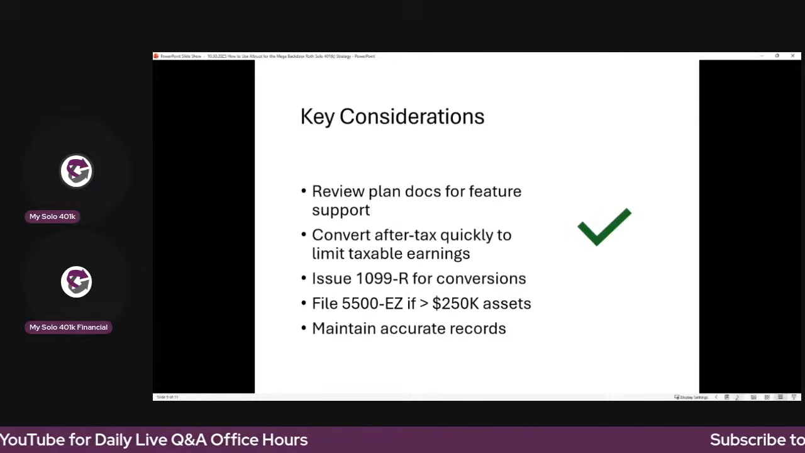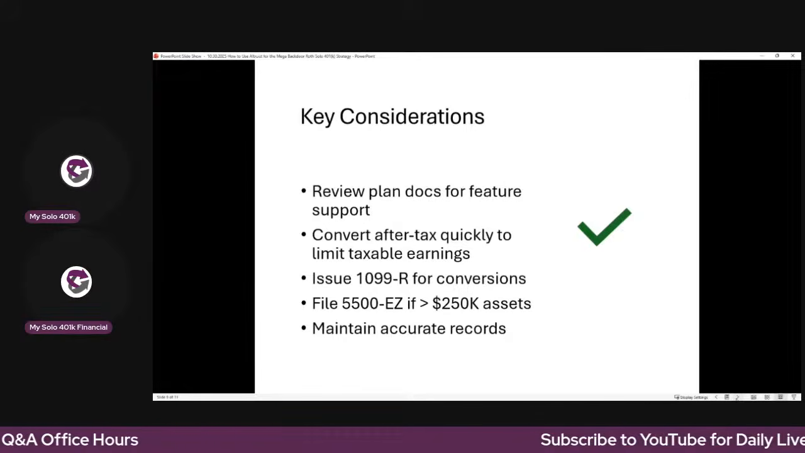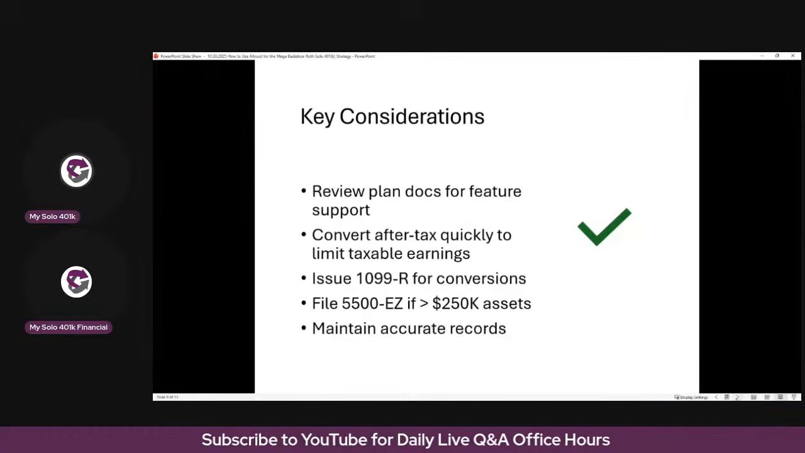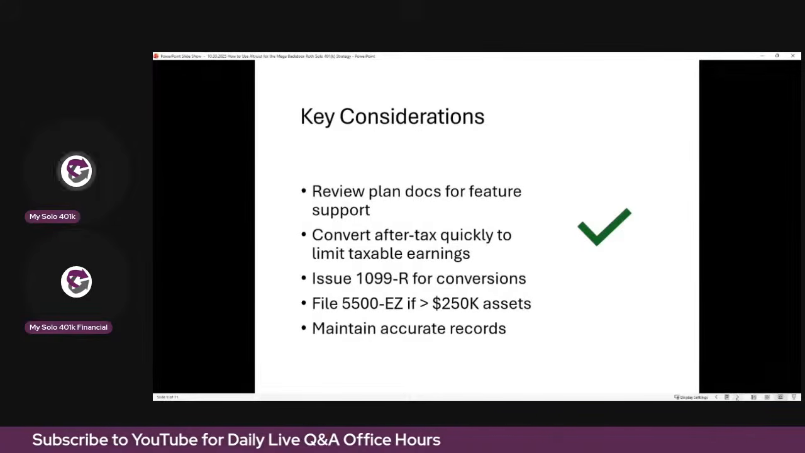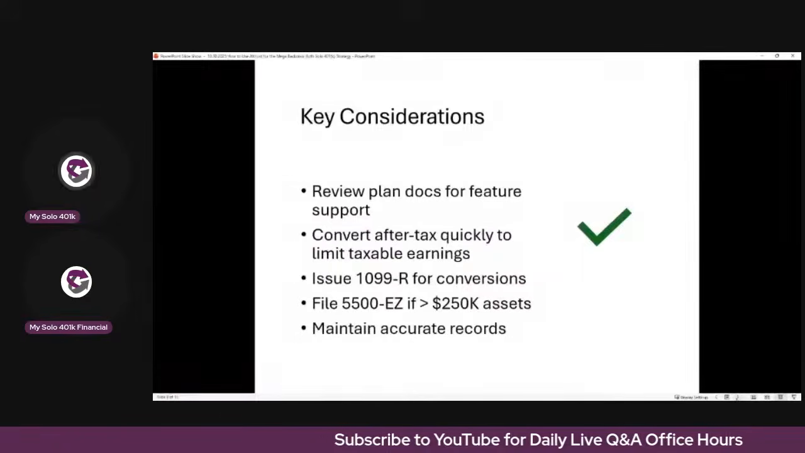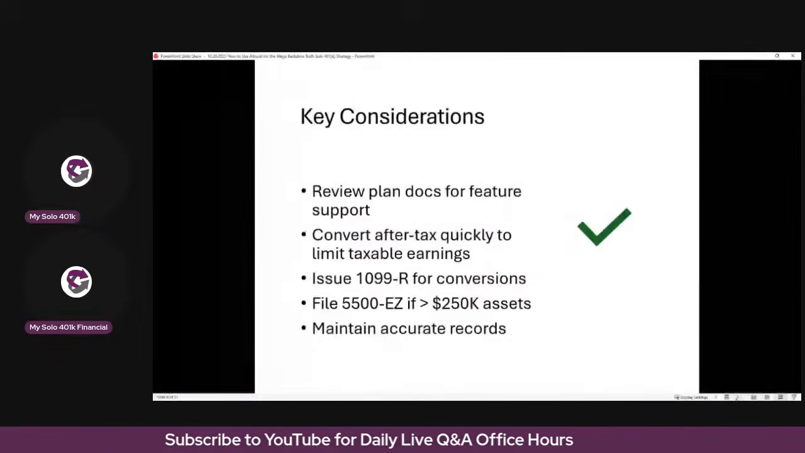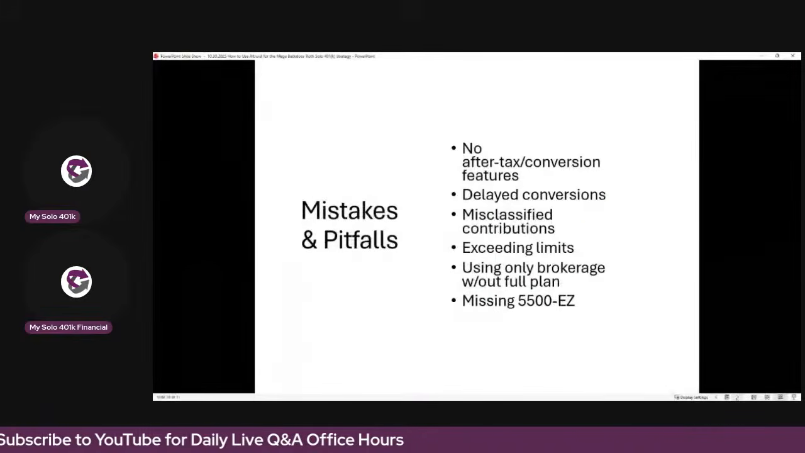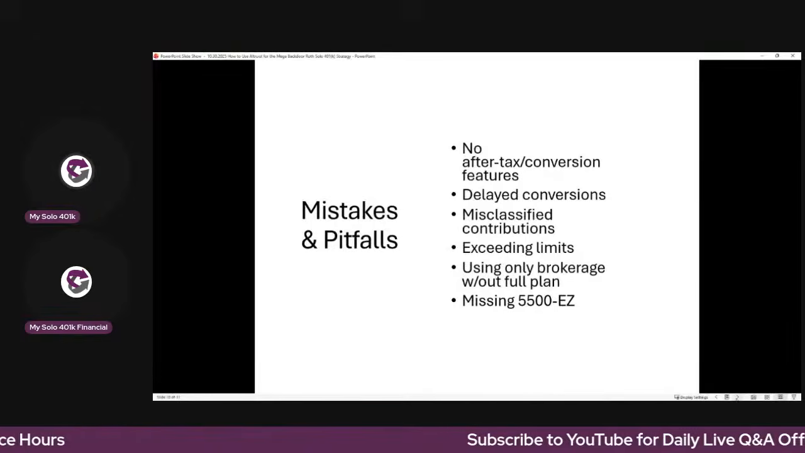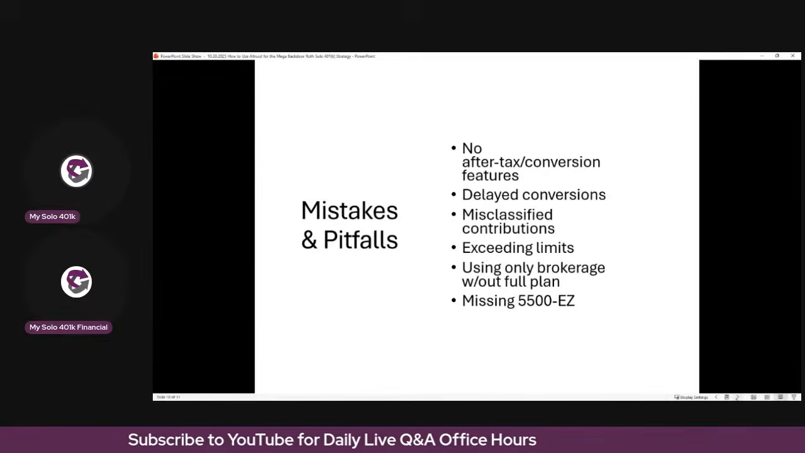The name of that informational filing is referred to as a 5500-EZ. And we handle that. We prepare that as an optional free service for our customers. They just have to let us know, or their advisors let us know once the value exceeds $250,000, and then we'll prepare it, including filing it under the electronic filing system as an optional free service. So no additional charge. So again, just the mistakes, pitfalls: not having the right plan documents, delaying the conversions, exceeding the limits, missing the 5500-EZ.